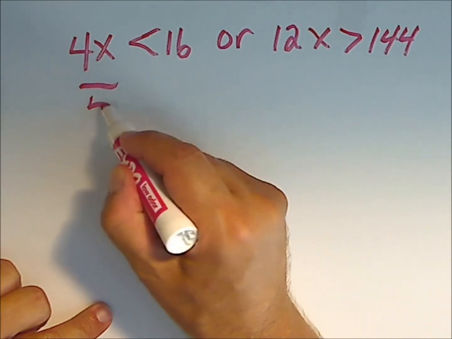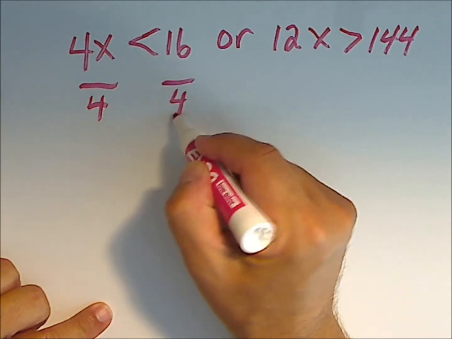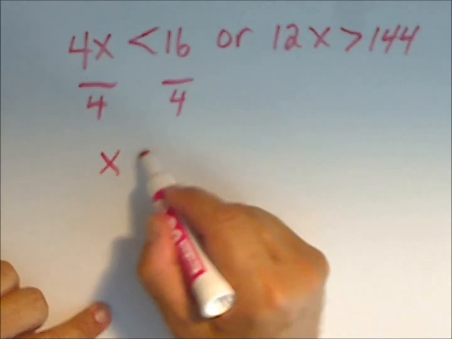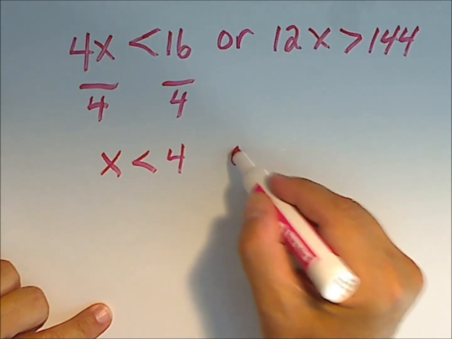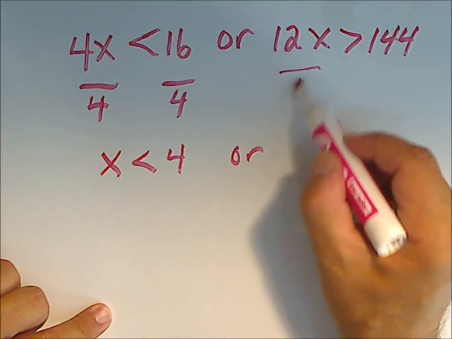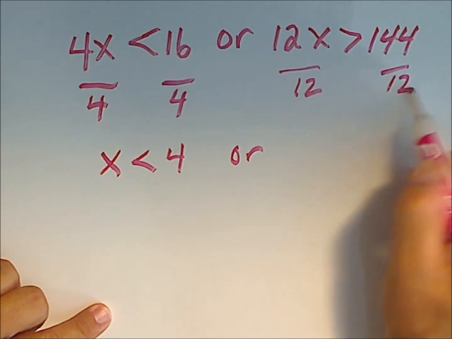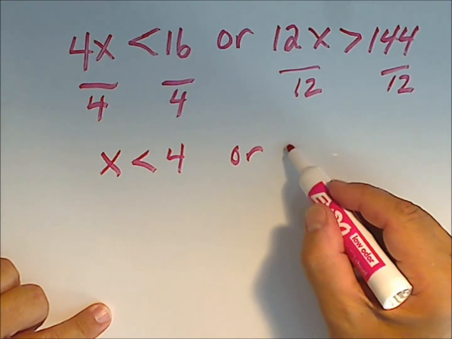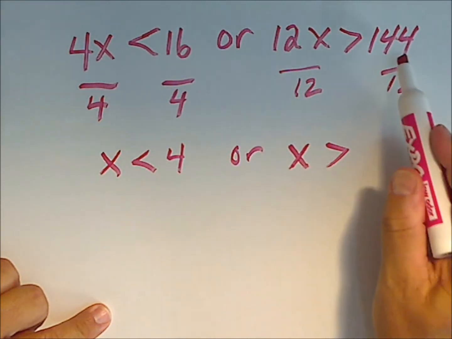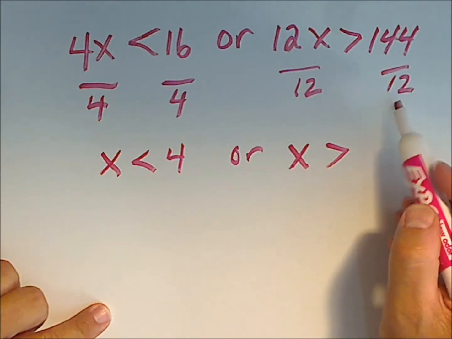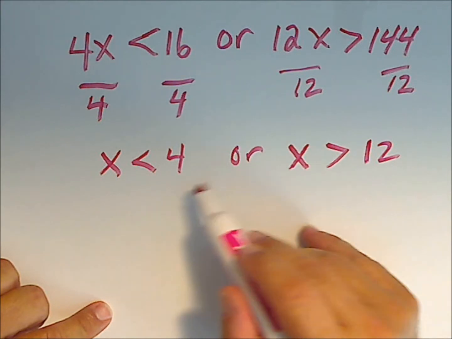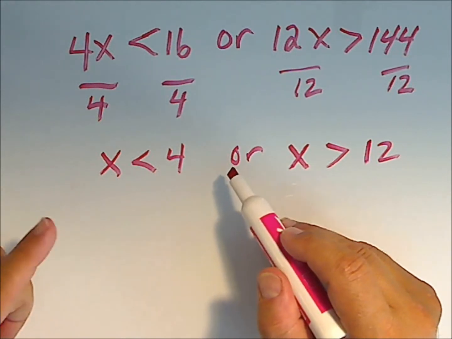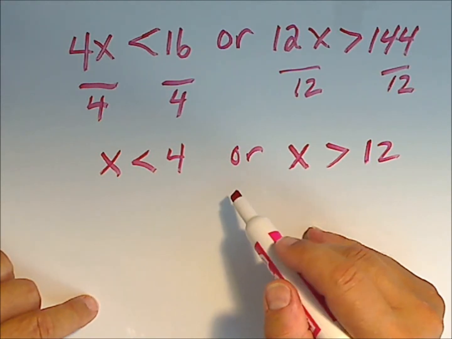I'll divide both sides by 4. And that leaves me with x less than 16 divided by 4, which is 4. Or I'm going to divide by 12 up here. 12 divided by 12 is just 1x, greater than 144 divided by 12, which is 12. No need to flip any inequalities because we were not multiplying or dividing by a negative number.